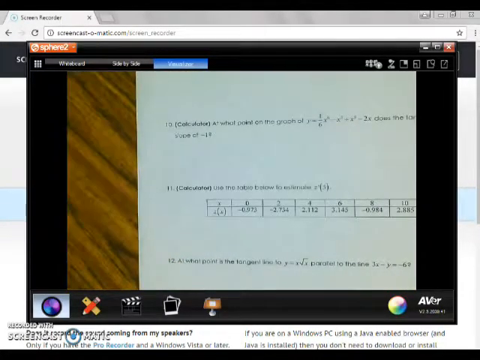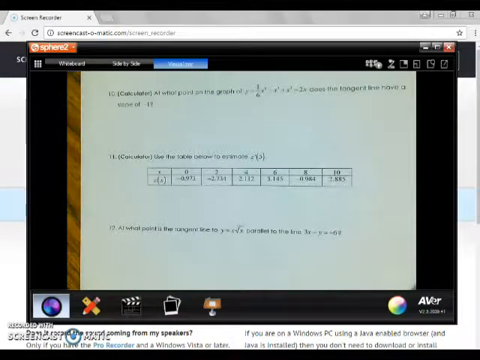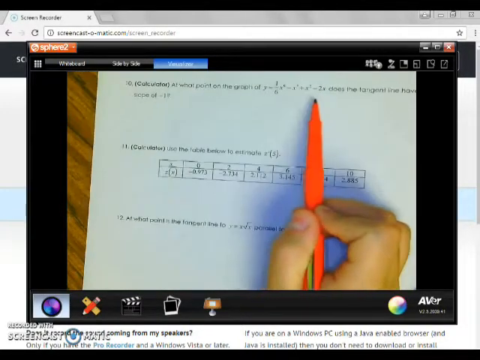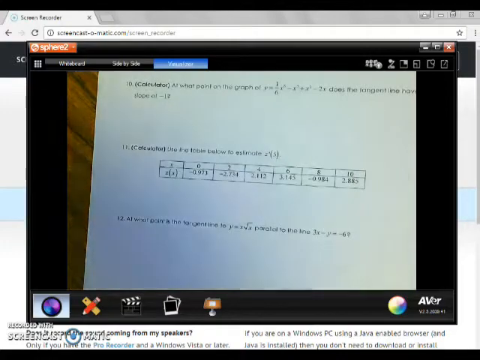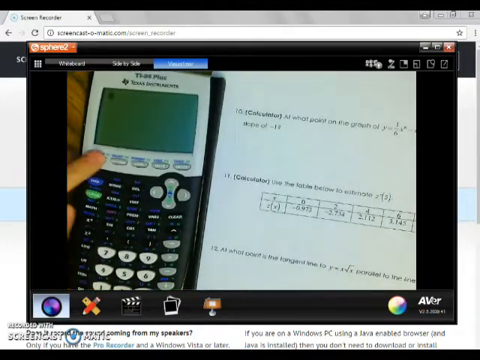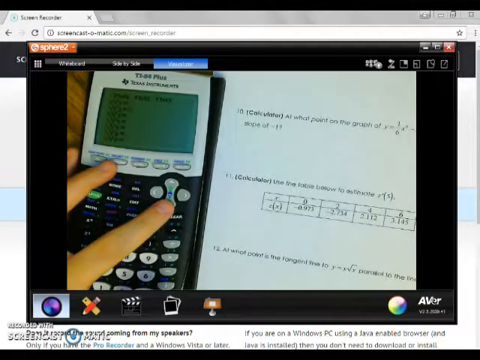For number 10, at what point on the graph of this does the tangent line have a slope of -1? When you get a question like this, what I would do is take the derivative, and I would put that into the y1 on my calculator. So I would hit y equals, and the derivative of that would go into your y1, and we want to know when that equals -1. So then go to your y2 and you would type in a -1 into the y2.